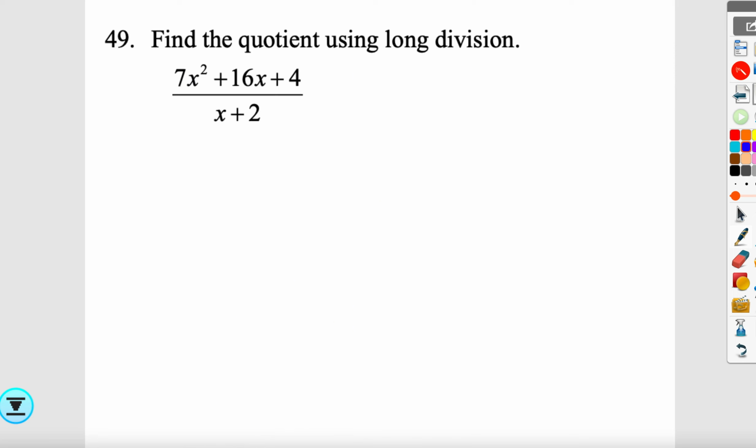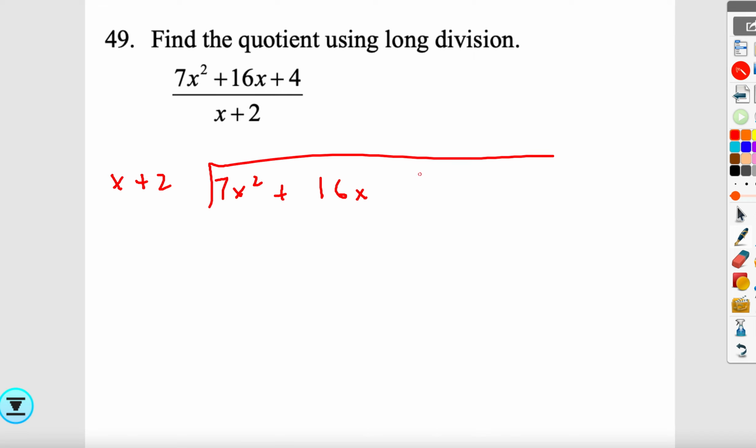Find a quotient using long division. This gets juicy. So we do x plus 2 divided into 7x squared plus 16x plus 4. So then I taught my class a little differently about this. So I had them circle or highlight this term here. And then we're going to go ahead and box this term here. So what we want to do is x times what equals 7x squared. That's the logic behind this, right?